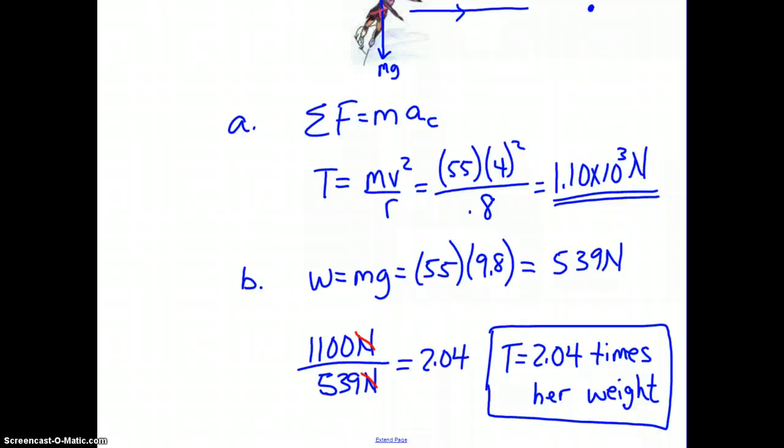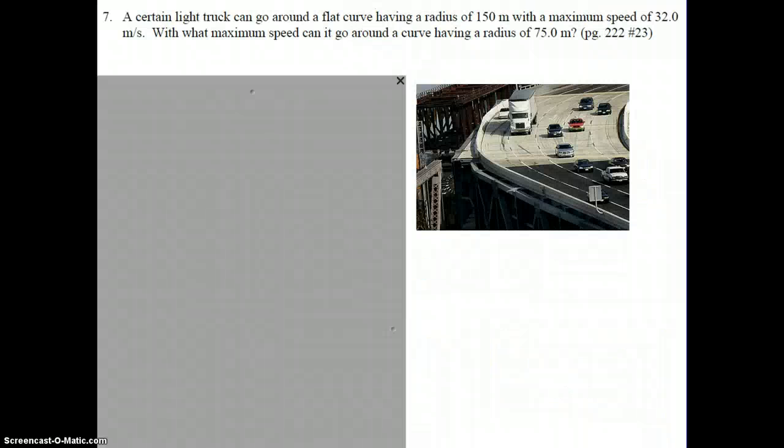Okay, let's move on to number 7. A certain light truck can go around a flat curve having a radius of 150 meters with a maximum speed of 32 meters per second. With what maximum speed can it go around a curve having a radius of 75 meters?